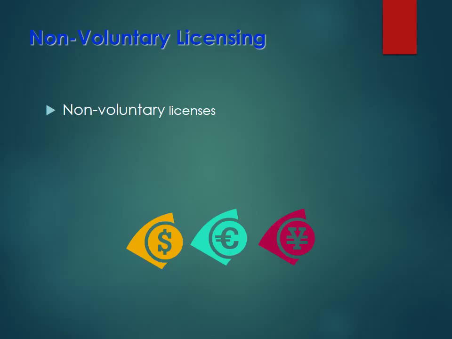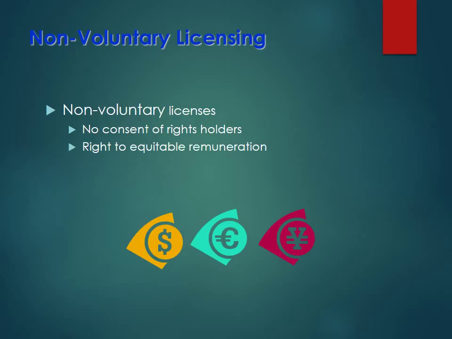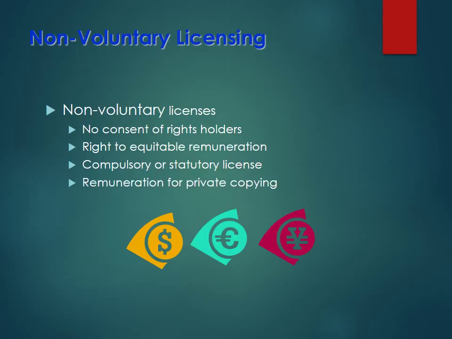In a non-voluntary system, the consent of rights holders is not needed, but they have a right to equitable remuneration. The stipulation can be constructed as a compulsory license, meaning that the CMO and the user need to negotiate about the size of the remuneration. In the case of a statutory license, the size of the remuneration is set by statute. Both fall under the concept of non-voluntary licensing. The situation is the same with remuneration for private copying, a system where compensation is paid for large-scale private copying.